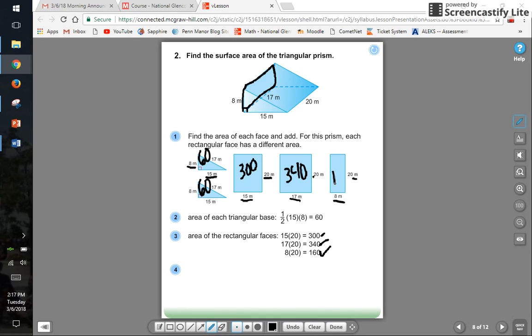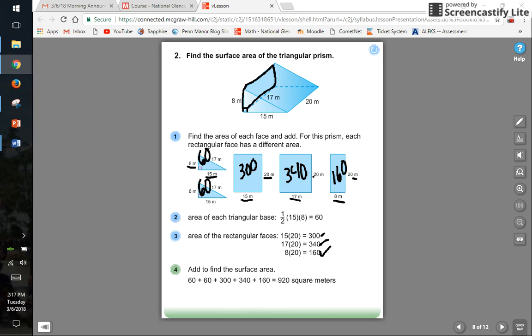Think a second. If I know all the pieces and I need to figure out the total, keyword, surface area, what would I do? Right, I would add. That would give me all the surface area. So in this case, it's 920 square meters. Ladies and gentlemen, that's how you find surface area.